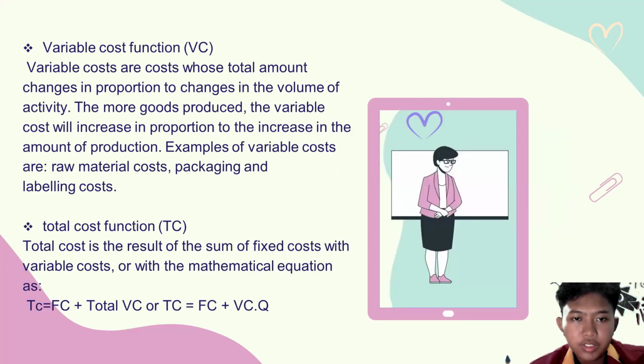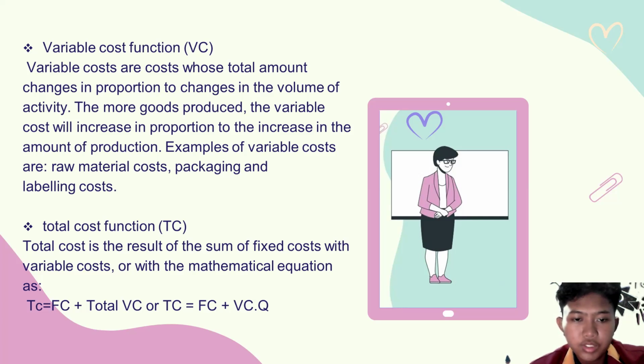Variable cost function or VC. Variable costs are costs whose total amount changes in proportion to changes in the volume of activity. The more goods produced, the variable cost will increase in proportion to the increase in the amount of production. Examples of variable costs are raw material costs, packaging, and labeling costs.